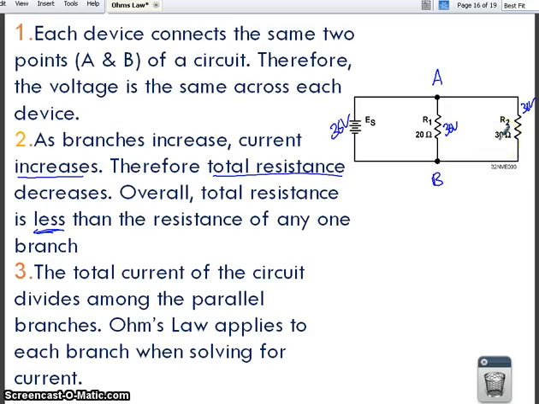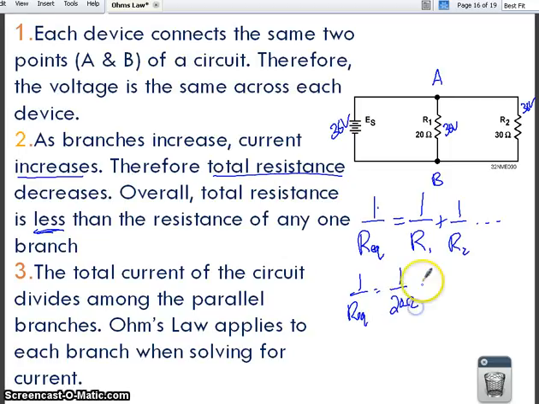My formula for solving for total resistance or equivalent resistance, remember those are kind of like the same thing, is going to be 1 over R equivalent equals 1 over R1 plus 1 over R2, etc. So in this example, it's going to be 1 over R EQ equals 1 over 20 plus 1 over 30. I'm using the 2 resistors right here. So these are fractions. We have to add fractions together. We need a common denominator.